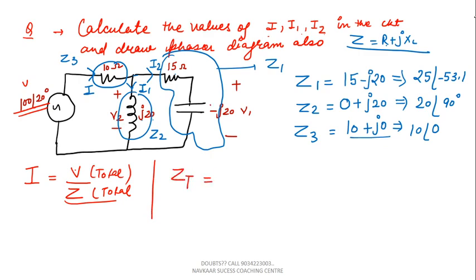As you can see, this is Z1 and this is Z2. Z1 and Z2 are connected in parallel, right? Z1 and Z2 are connected in parallel.